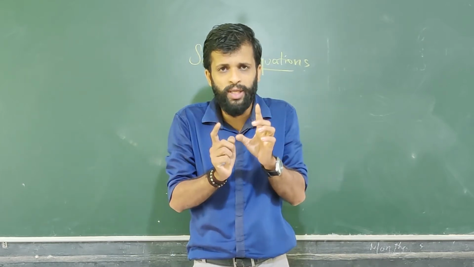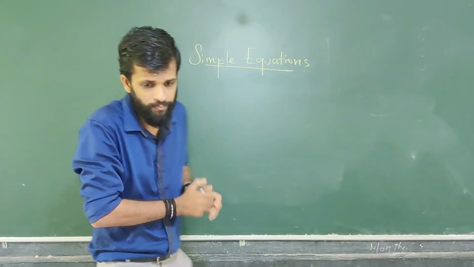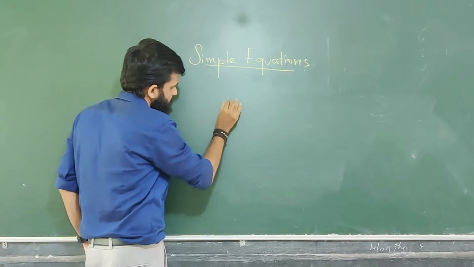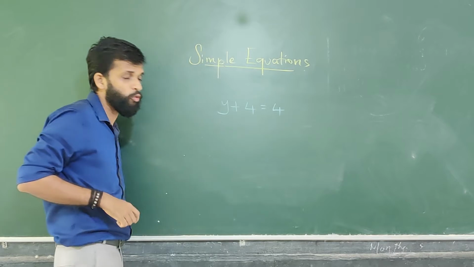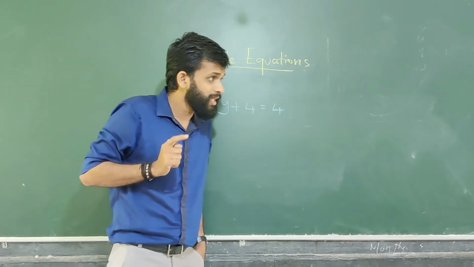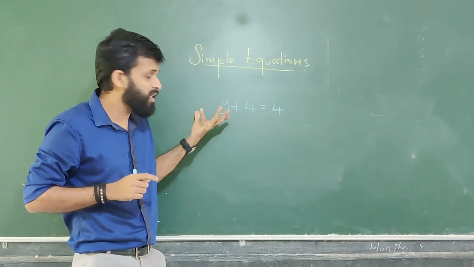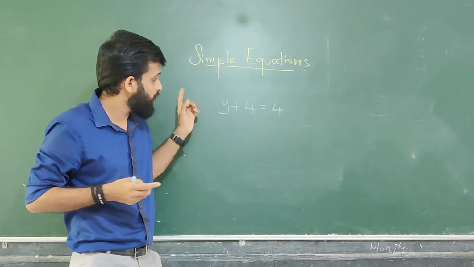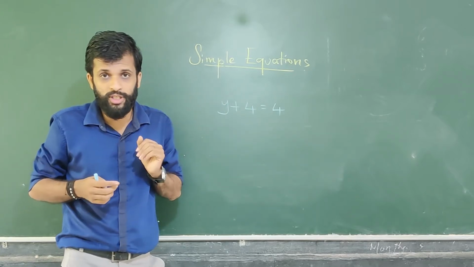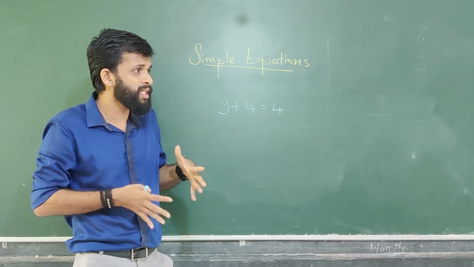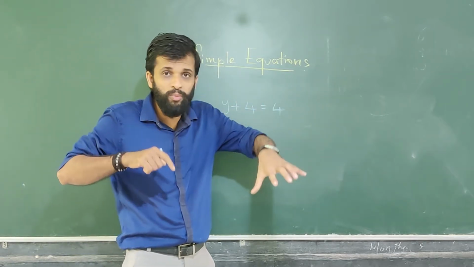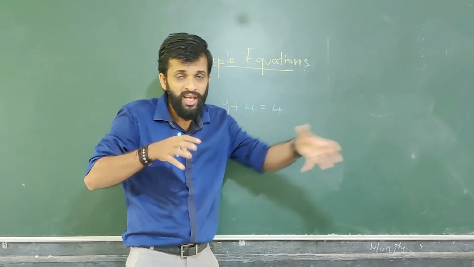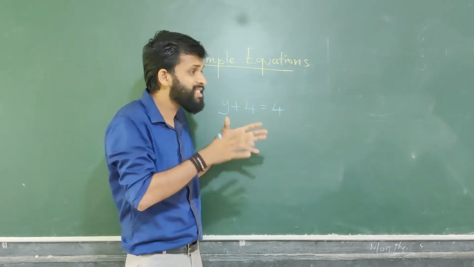Now what do I mean by this? Let us look at an example. y plus 4 is equal to 4. Now, there are terms, some letters and some coefficients, right? What I will do is put the same kind of terms together, just like how I would remove all the 5 rupee coins first and all the 2 rupee coins, I will separate them.